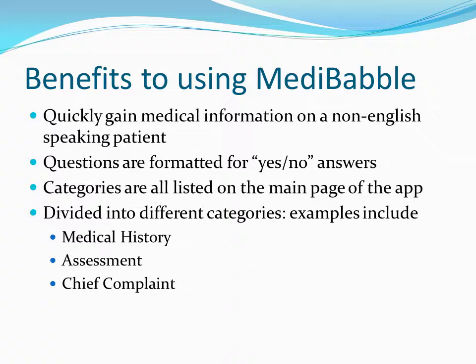The question categories include introduction and explanation, chief complaint, history of present illness, past medical history, medications and allergies, family and social history, review of systems. These questions are meant to be used during an assessment. An example of these questions is, have you noticed a change in the color of your urine?